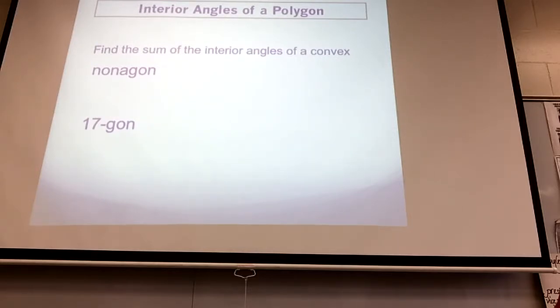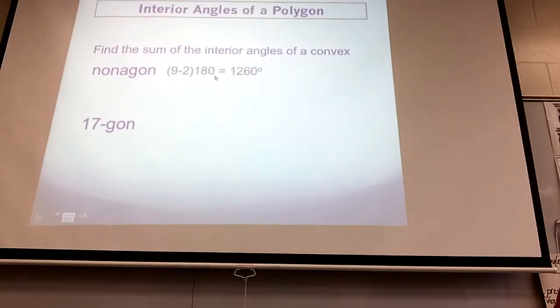Alright, so can someone do this for me? Nonagon has how many sides? 9. So I need 9 minus 2 times 180. That's 7 times 180. Sorry, I don't know that. Oh wait, I got 1260. 1260. There you go, the first one.